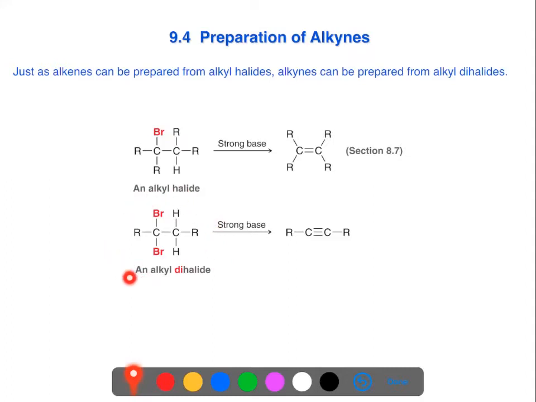And so under the conditions in the presence of a strong base, we'll observe the E2 reaction taking place, and that will form the alkyne. Just as we saw that an alkyl halide in the presence of a strong base will produce the alkene. So let's look at that reaction in a bit more detail.